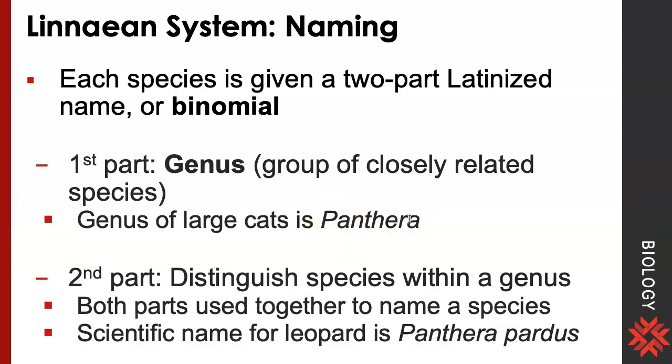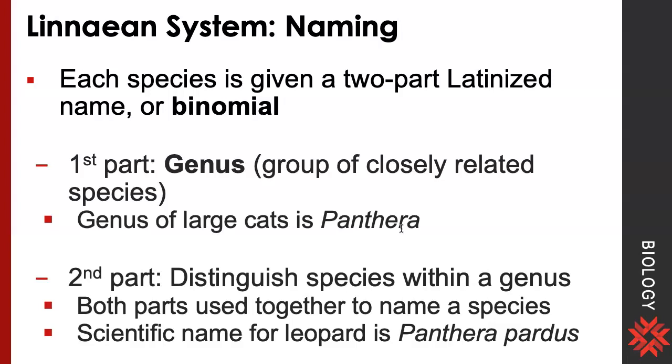And the word is always italicized. So it has to be uppercase and italicized in order to be considered correct. Now, Panthera, this is the genus of all of the different large cats. So it's going to have species within that genus that are all closely related to one another.